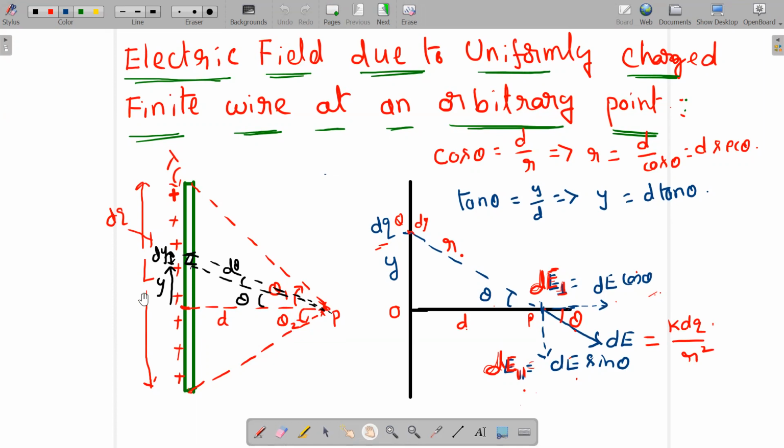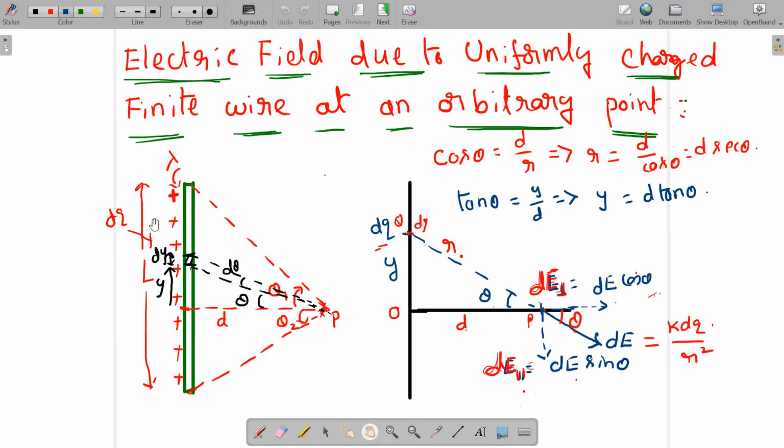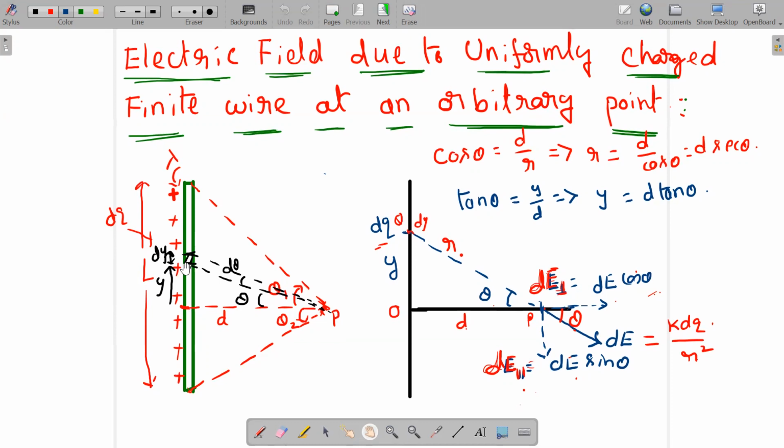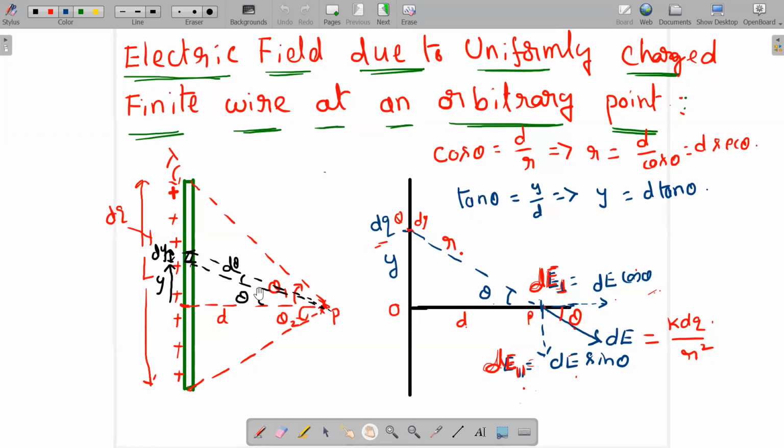As mentioned, the total length of the conductor is L. To find the field due to this positively charged conductor having uniform charge density lambda, let us consider a small element dy at a distance y from this line on the conductor. Let us also consider that this element subtends an angle d theta at the point P, at an angle theta.